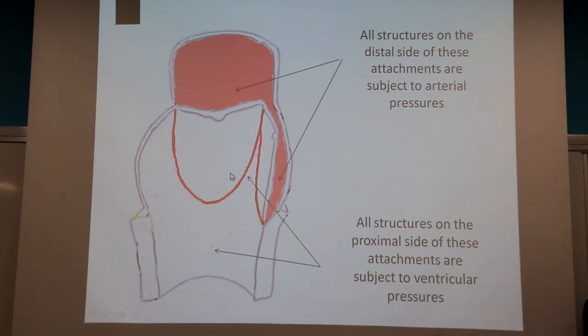What is the meaning of hemodynamic junction? That means that all structures on the distal side of this junction are subject to arterial pressure. Here is arterial pressure. While all structures on the proximal side of this attachment are subject to ventricular pressure. So here is arterial pressure and here is ventricular pressure.